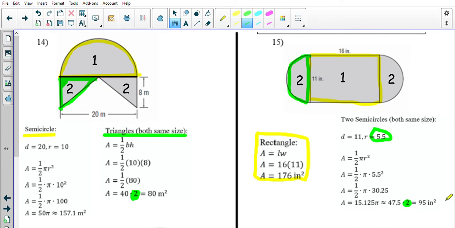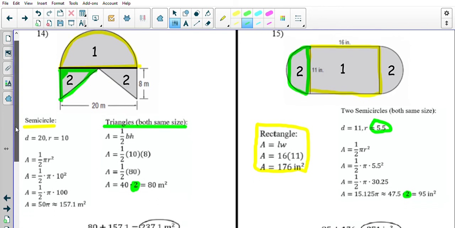Now you could also do just pi r squared, where r is 5.5, and we're just doing that for a whole circle because the two semicircles together would form a whole circle. So if you do pi times 5.5 squared, that's going to get you the same solution, about 95 inches squared or square inches.